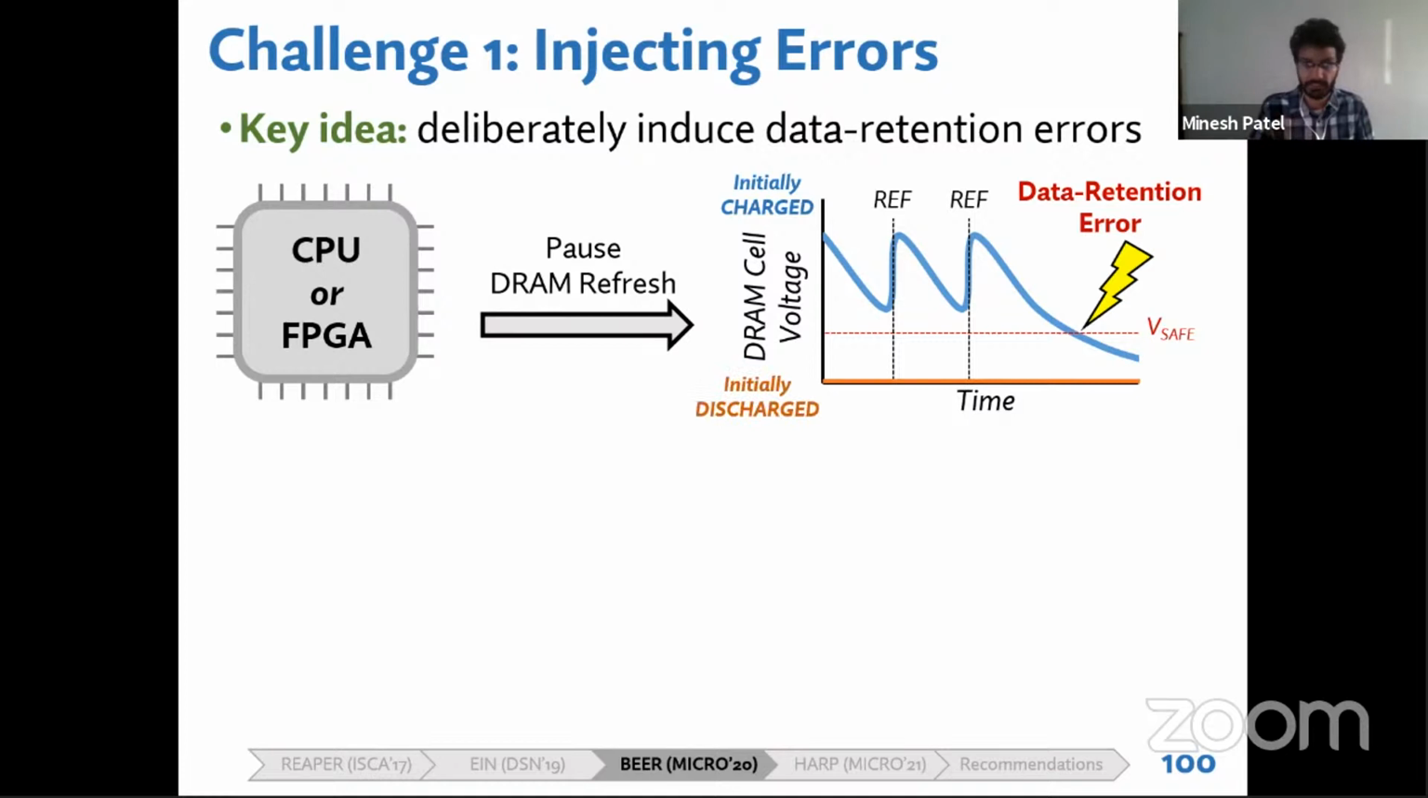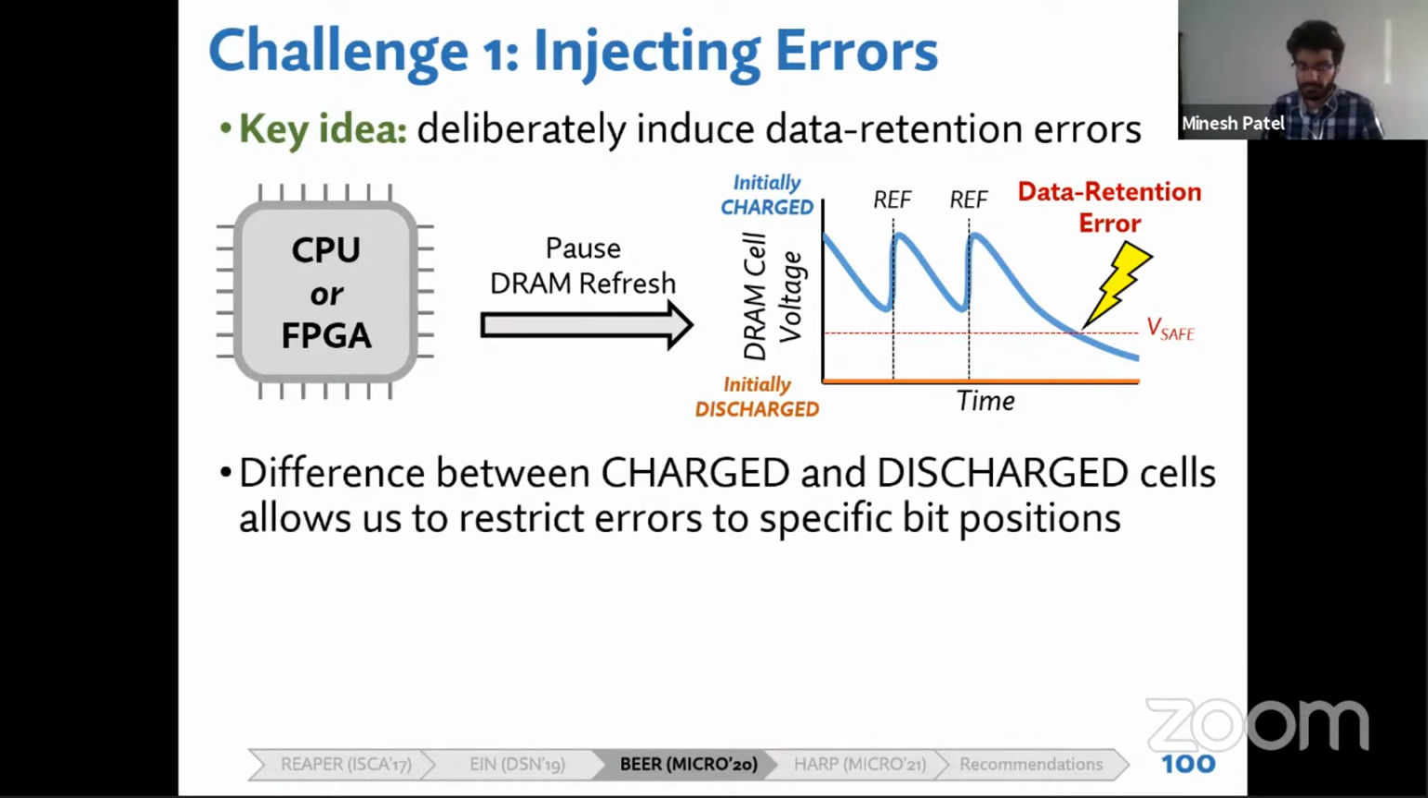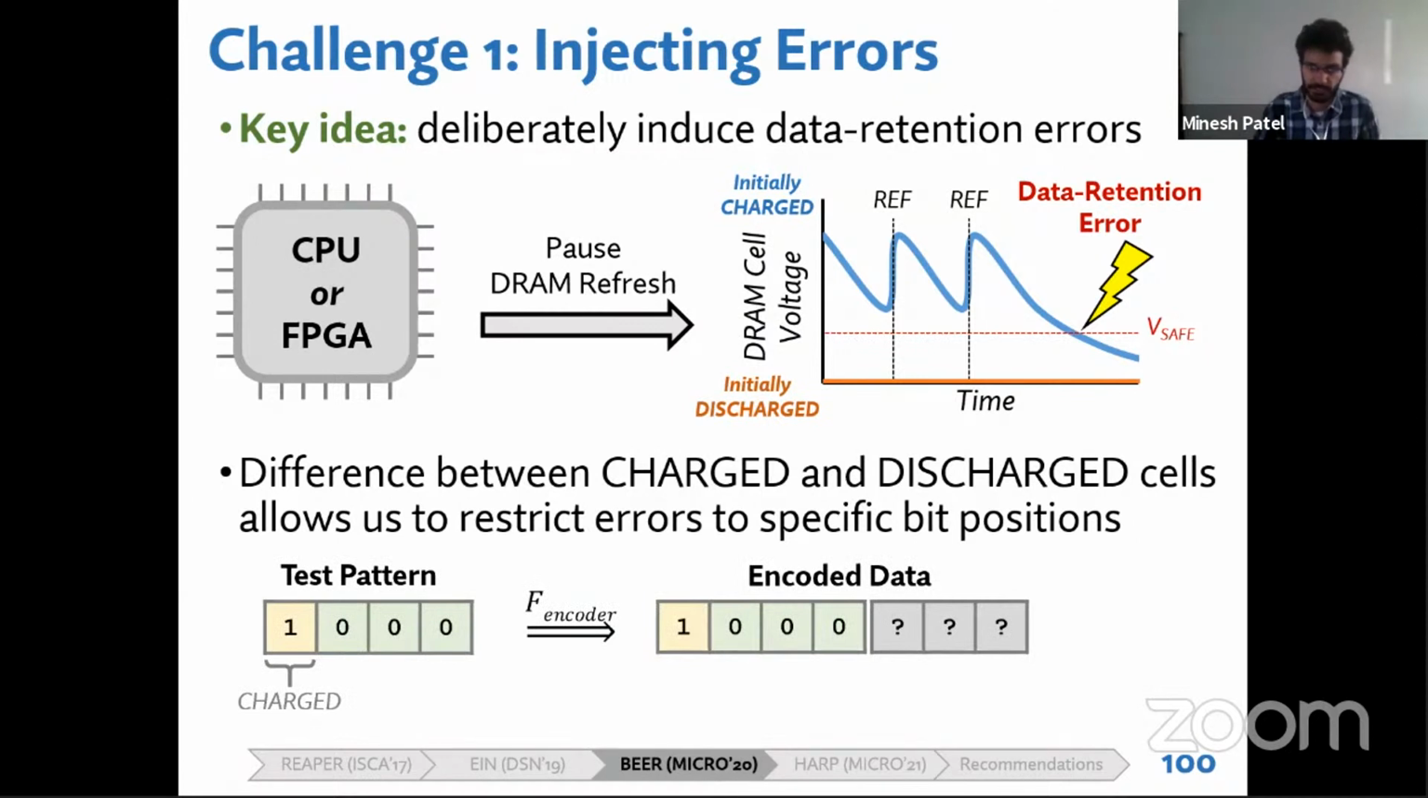However, a cell that starts out initially discharged will actually stay discharged. And this is a data dependence property of data retention errors. So we can exploit this difference between the charged and discharged cells to restrict data retention errors to specific bit positions. An example of how we might do this is shown here.